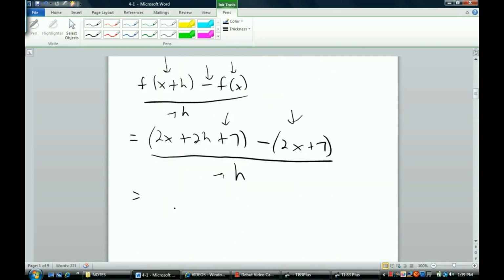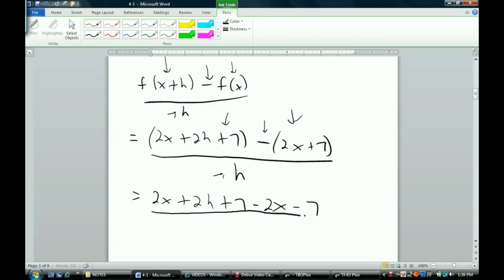So now all we're going to do is clean up our problem. Just clean up the numerator first. So I have 2x plus 2h plus 7. I don't need the parentheses. But then this minus sign, I'm going to distribute. We're going to get negative 2x. Then negative times the positive 7 is a negative 7. And I'm going to bring down the h.